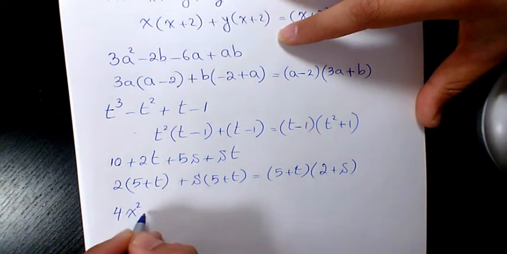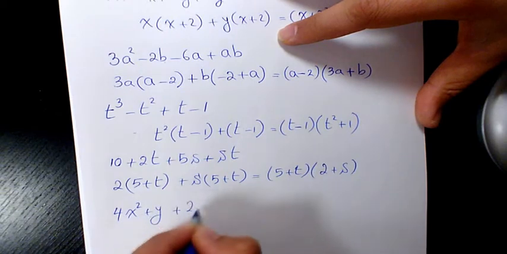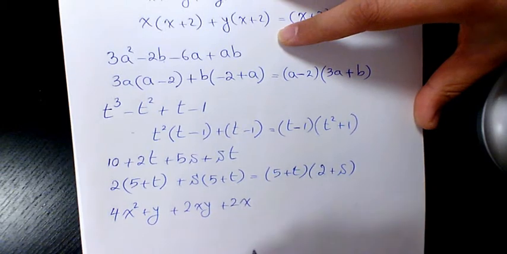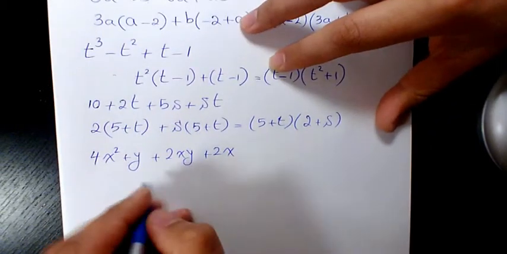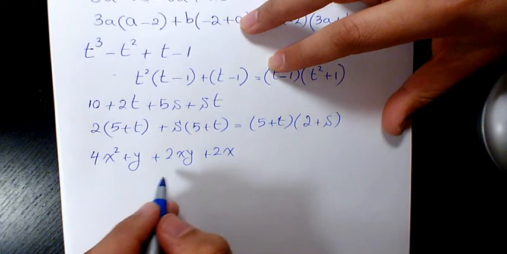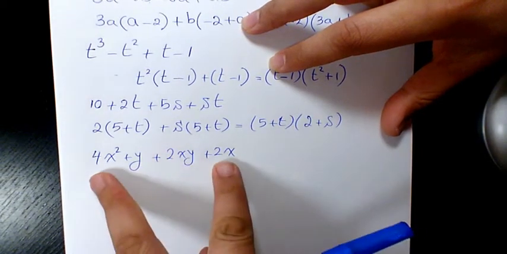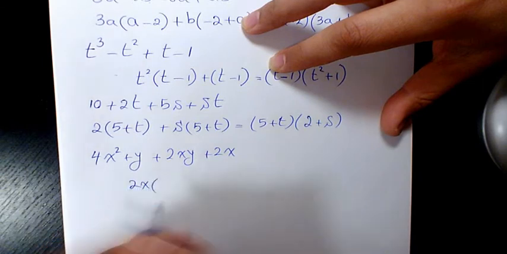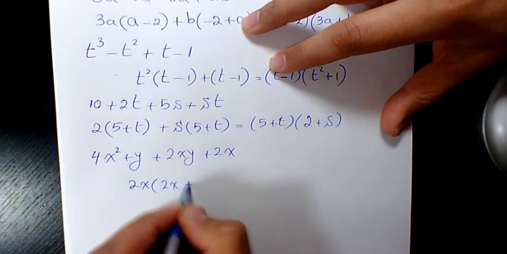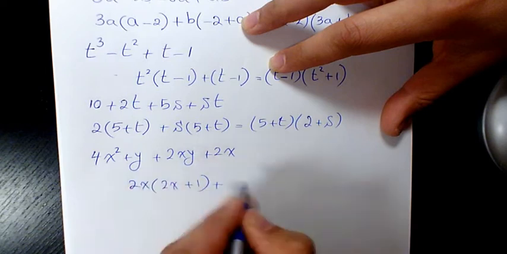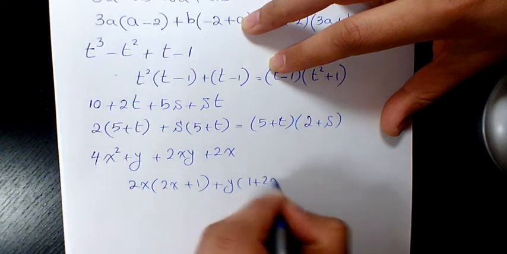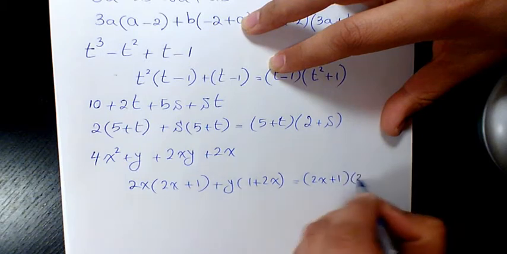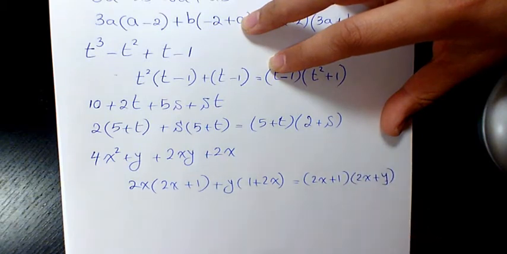Next one is 4x squared plus y plus 2xy plus 2x. How to factor that? Basically, what we need to do, I'm going to factor these two, 4x squared and 2x. I'm going to factor 2x. It's going to give me 2x plus 1. Then I factor y in here. It's going to be 1 plus 2x. So then you factor 2x plus 1. You have 2x plus y. It's going to be the answer.